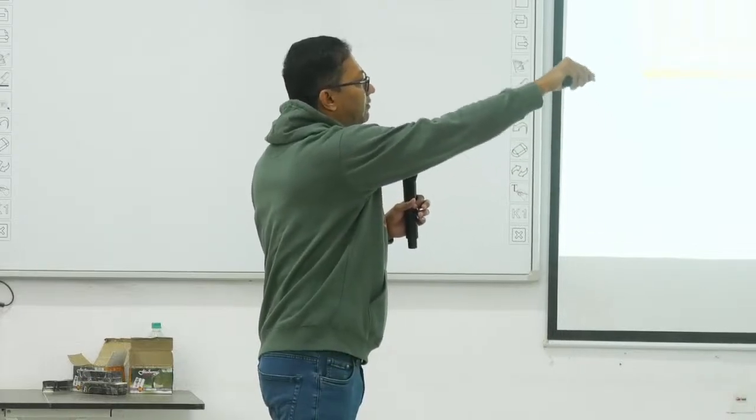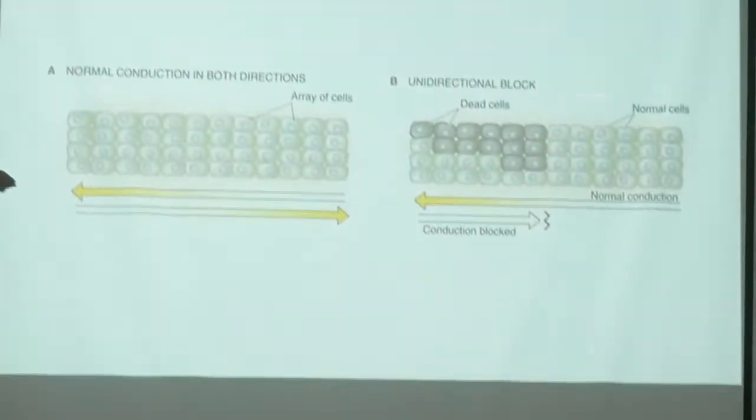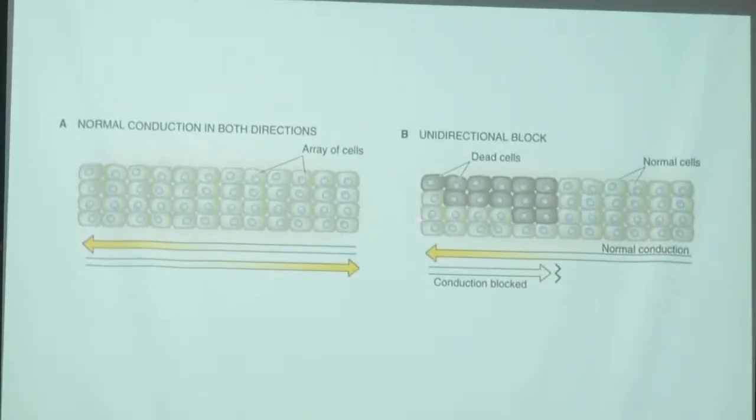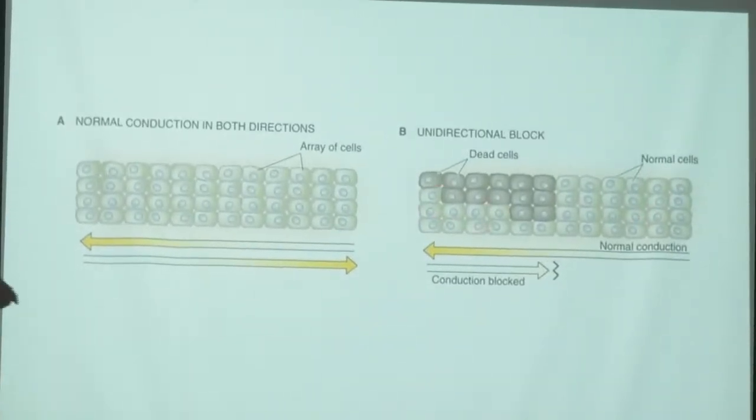So, it is a case of unidirectional block. But here where the normal cells are, there are many normal cells, say for example 25. So, all these 25 normal cells can transmit action potential here, but these few cells will not be able to depolarize all these normal cells. So, here is unidirectional block.